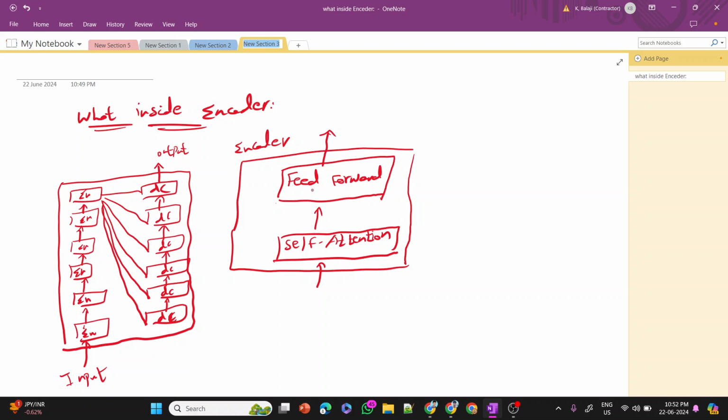Okay. Inside the encoder, there will be two things. One is the feed forward network, and the other one is self attention.